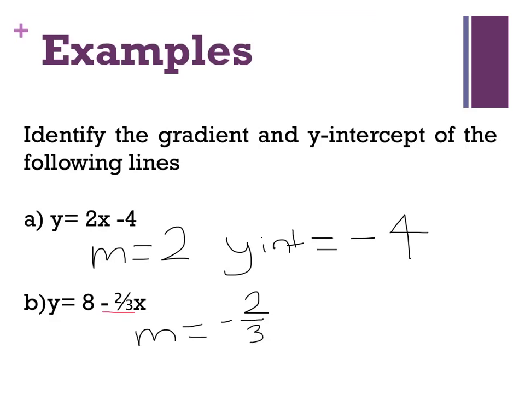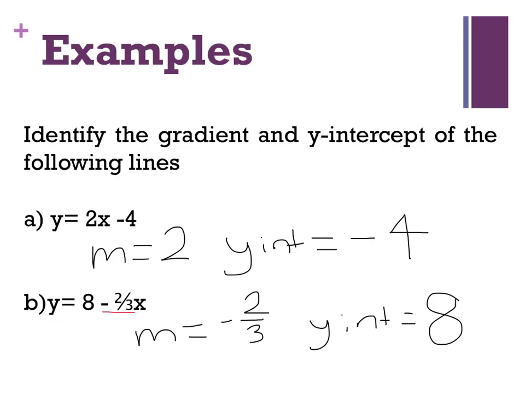That's my gradient. And you would have been, when we were doing that work from yesterday, looking at some gradients that did have negatives and were fractions, okay? So my gradient is negative 2/3. I know this because this is what's directly before the x. My y-intercept, on the other hand, is 8. So that means that my line hits my y-axis at 8.